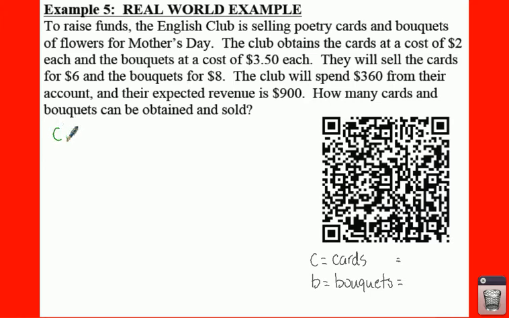Alright, so we're going to have a couple of equations. We're going to have a cost equation, and then we're going to have a revenue equation. Because they're going to order these cards, it's going to cost them so much per card, but then they're going to sell them and make so much more money. So the cost for each card is $2 times C, then for each bouquet, that's going to be $3.50 times B, and their total cost should end up being a total of $360.